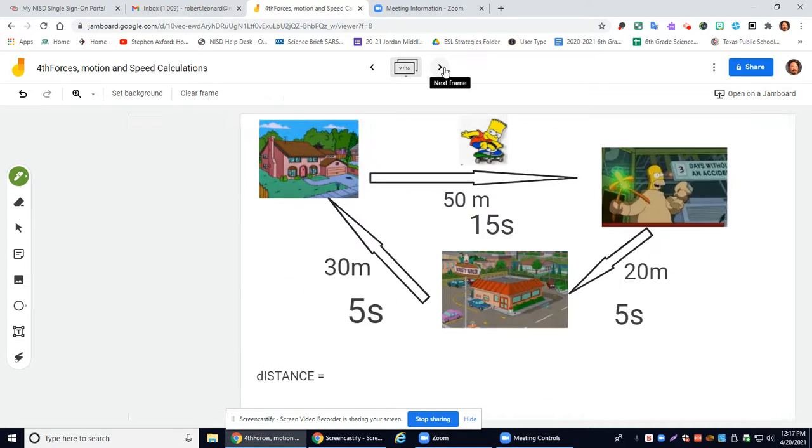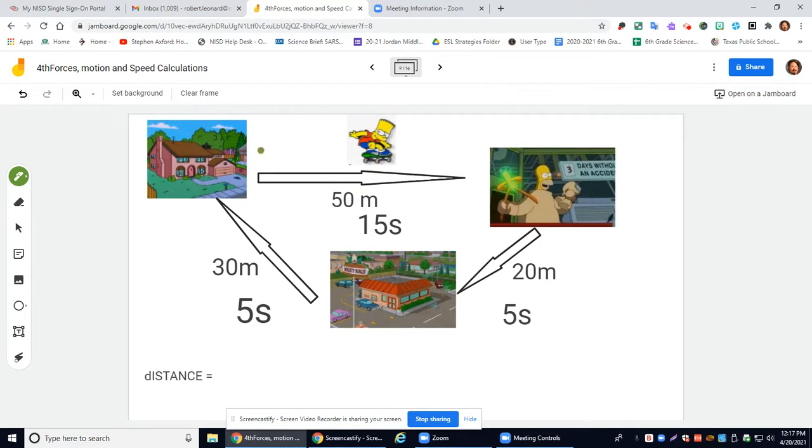Okay, next one. Bart goes from his house to his dad's work. From work, they go get a hamburger, and then they go back home. What was his total distance? He went 50 meters, he went 20 meters, he went 30 meters. Very good. 50 plus 20 plus 30 is 100 meters. That is his total distance.